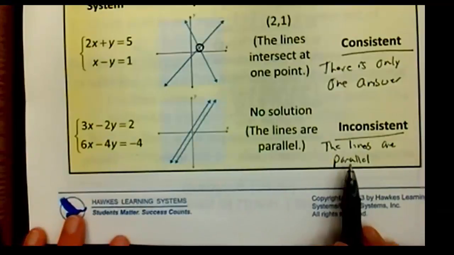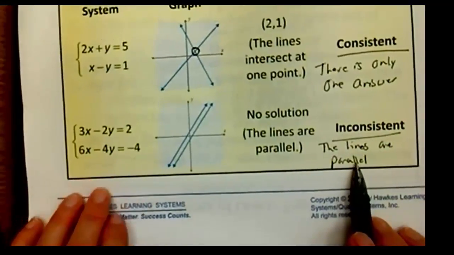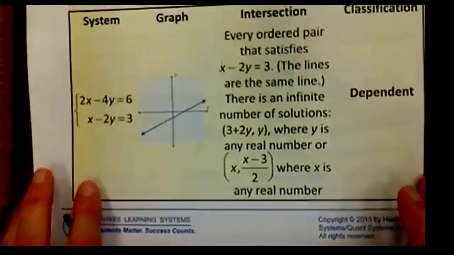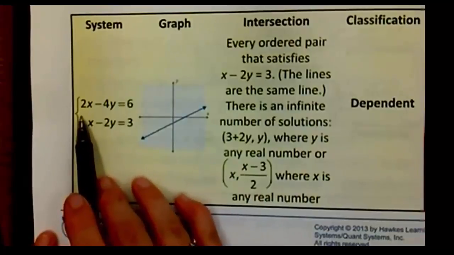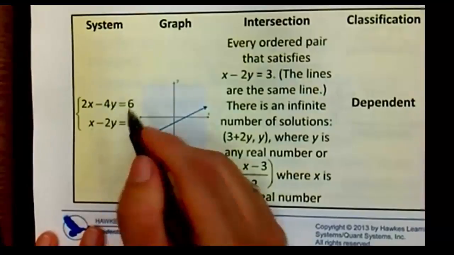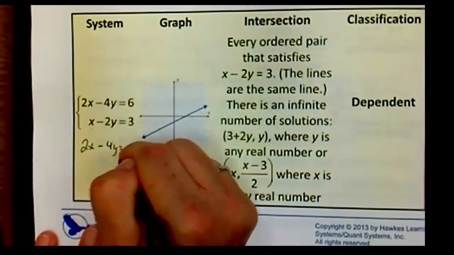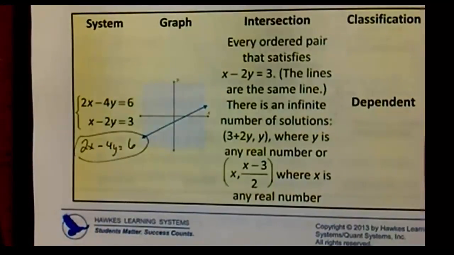So we end up getting our parallels in here so that we have our inconsistent situation with parallel lines. The last one that we can have within our graphing is where we have identical lines. So what happens here is if I take this bottom equation and I multiply every piece by 2, I'm going to come back with the very top equation, and so they're identical to each other.